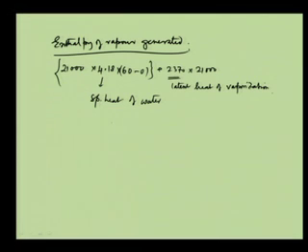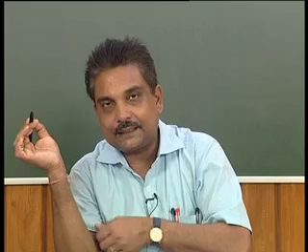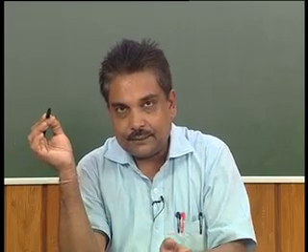So, this then becomes 5.50 into 10 to the power 7 kilojoule per hour, and this is the latent heat of vaporization of water at 60 degree centigrade, in kilojoule per kg. And we can see that this operation is happening at 60 degree centigrade, the vaporization takes place at 60 degree centigrade. So, this is the latent heat of vaporization.